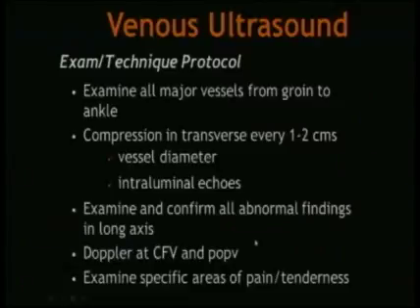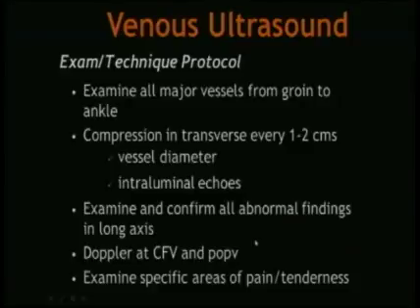The exam protocol is straightforward. We're examining all of the major vessels from the level of the groin routinely down to the ankle. We will be performing compression maneuvers with the transducer in the transverse orientation every 1 to 2 centimeters along the length of those vessels. And in the process, we will be assessing the vessel for its diameter and also assessing for the presence of intraluminal echoes, which might suggest the presence of deep vein thrombosis.